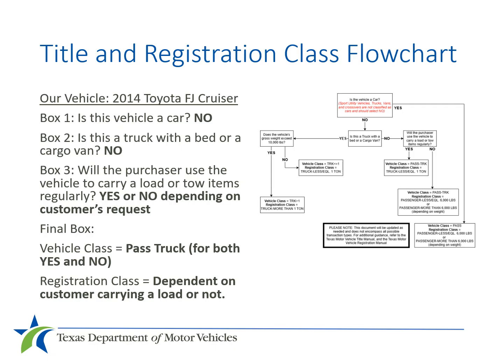Box 3 asks, will the purchaser use the vehicle to carry a load or tow items regularly? To answer this question correctly, you will need to ask your customer. If they state that they will use the vehicle to carry a load or tow items, then you will select yes and utilize the vehicle class and registration class shown in the yes box. If they say no, you will select no and you will utilize the information in the no box.